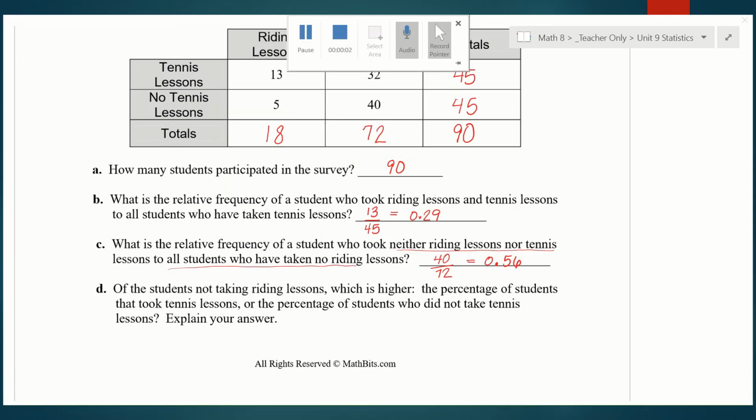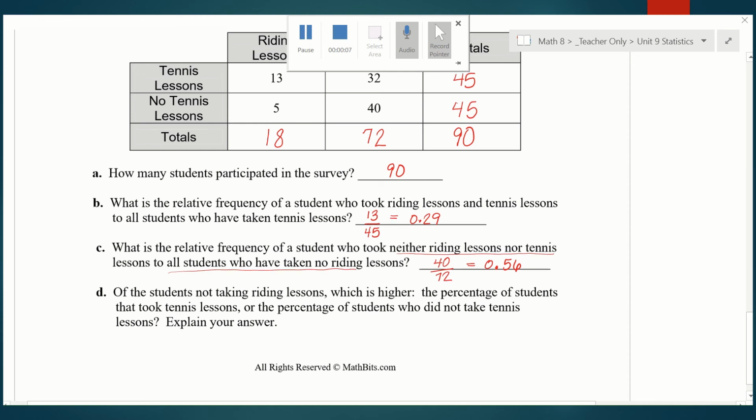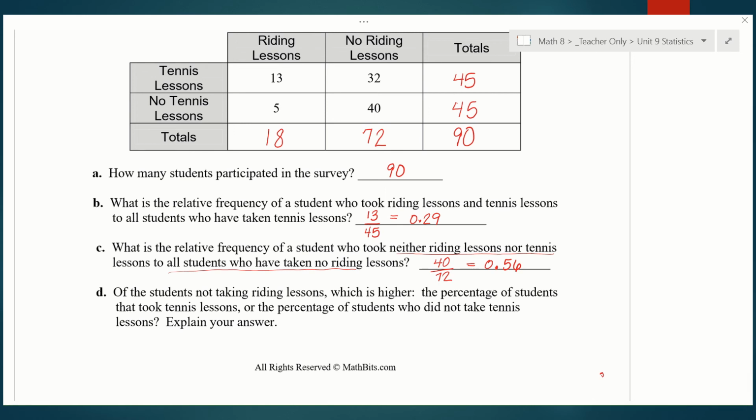Okay, last part. Of the students not taking riding lessons, which is higher, the percentage of students that took tennis lessons or the percentage of students who did not take tennis lessons? Be careful of the wording for this one. It says right off the bat, of the students not taking riding lessons. So we already know that we're talking about the kids who do not take riding lessons. Of those kids, I need to compare how many of them took tennis lessons and how many did not.